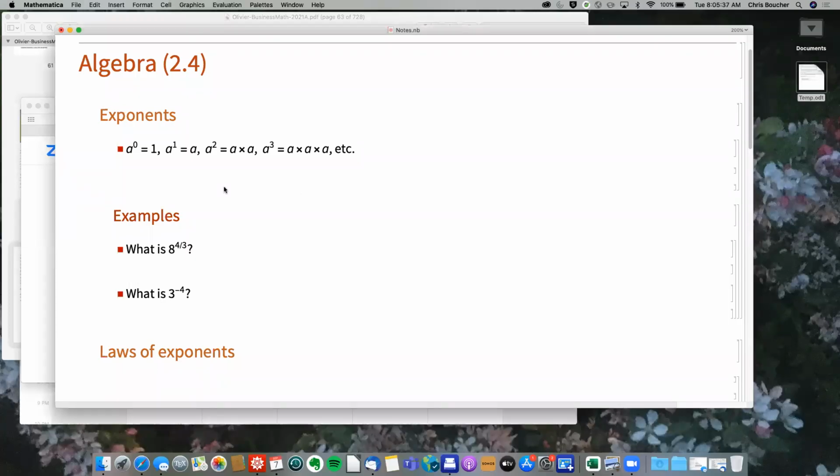And all of this stuff that we're doing in chapter 2, which we should be done with this week, is just sort of preparatory, just kind of refreshing the memory about some math basics. And then we'll get into more sort of business applications next week, probably.